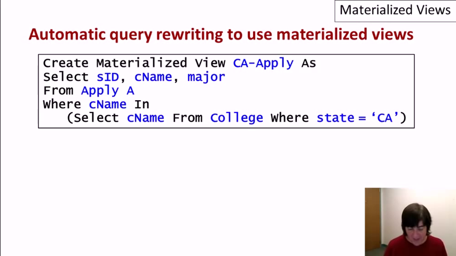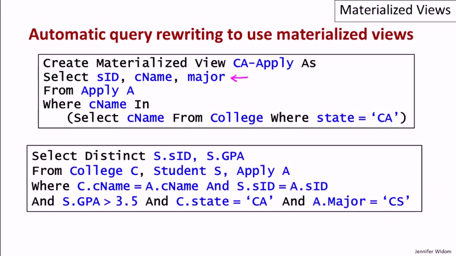So as a simple example, let's suppose we have a materialized view with the student ID, college name, and major of students who have applied to a college in California. This is similar to, but not identical to, the view that we showed earlier. So this is going to be a stored table, always up to date, and this view is available to be used by the system if it can speed up a user query. So a user may come along with this query down here, and what's this query doing? It's finding students, this time we're looking at the ID and the GPA, of students who have applied to a California college, and they want to major in CS at that college, and they have a GPA over 3.5.